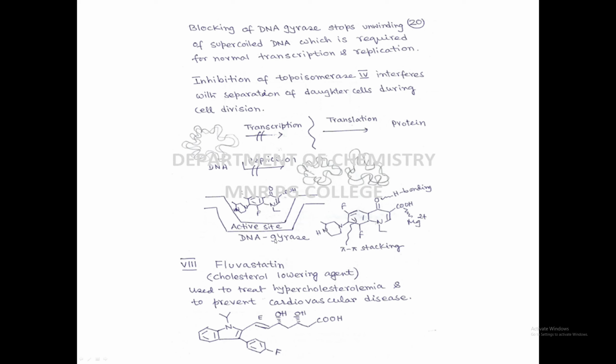DNA gyrase is an example of a metalloenzyme. It has magnesium 2 plus in the active site. So there are three major interactions. This benzene ring interacts through pi-pi stacking. This quinolone carbonyl group undergoes hydrogen bonding. This carboxylic acid undergoes ion-dipole interaction with the magnesium. So with this we have finished the 7th molecule also, that is lomefloxacin.